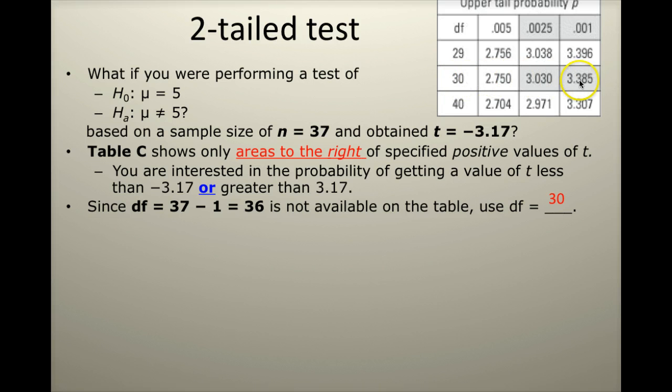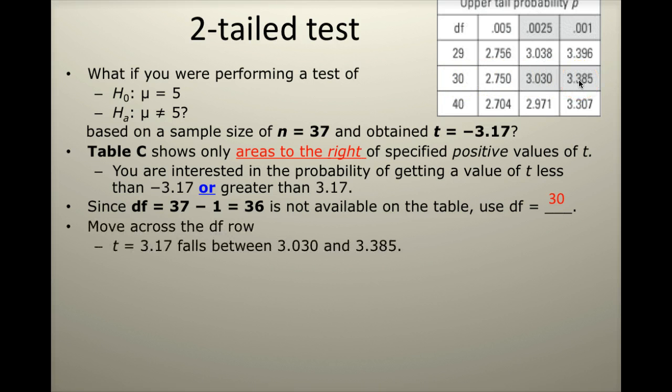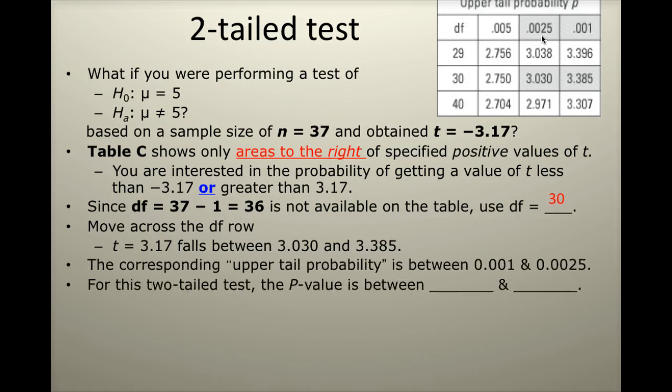I'm going to go along row 30 until I find my test statistic. Now notice, my test statistic, the positive version, falls between 3.03 and 3.385. Now that's going to help me get my upper tail probability. Now, my upper tail probability is between 0.1% and 0.25%. Now notice, this being just my upper tail probability, to get my two-sided test, I would need to multiply it by 2, making my p-value between 0.2% and 0.5%.